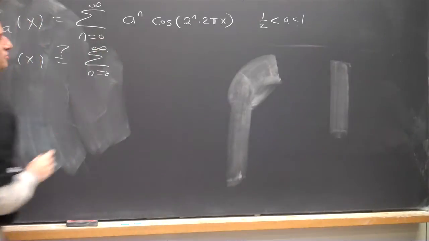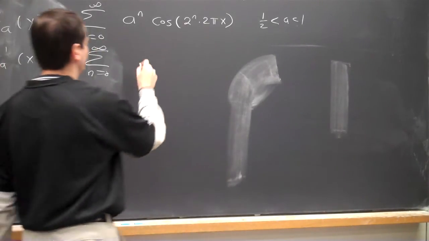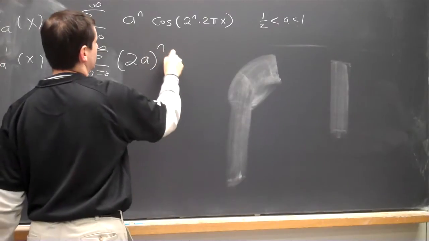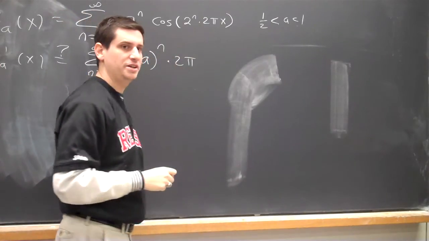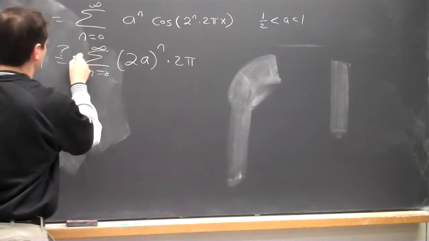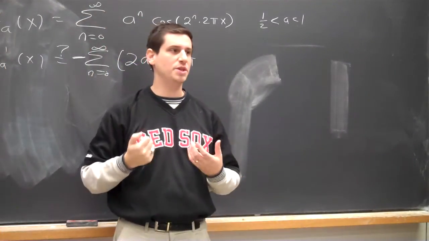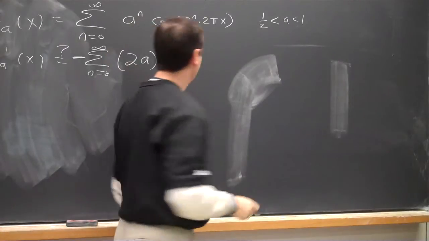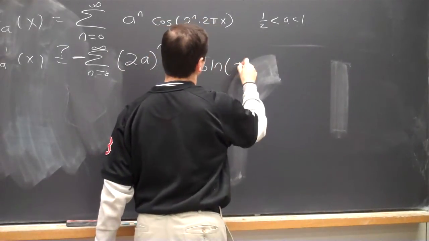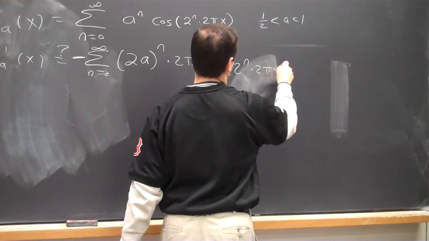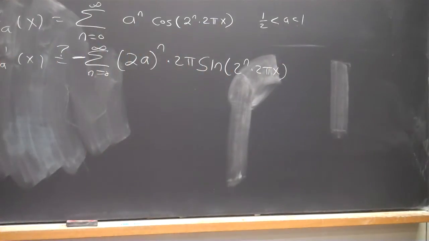You don't worry about the fact that you're interchanging orders of operation. You just keep going, and you'll get 2a to the n times 2 pi, and the derivative of cosine is? Negative sine. And the way I remember it is, there's a mnemonic. You have to remember where the minus sign goes. It's minus sign. So 2 pi sine 2 to the n times 2 pi x. Converge or not? So does this converge? What do you think? No. No, why not? Because 2a is greater than 1. Yeah, because 2a is greater than 1.